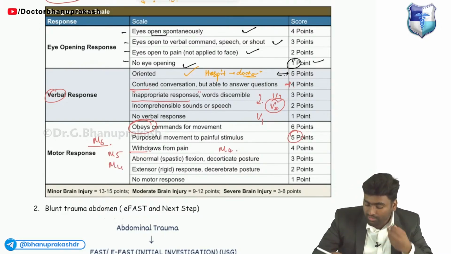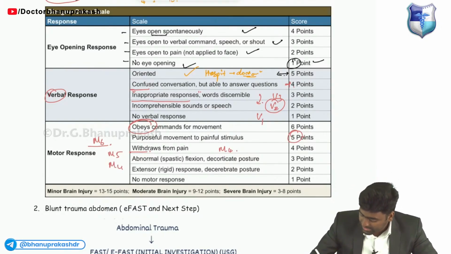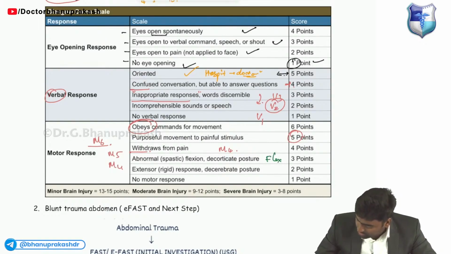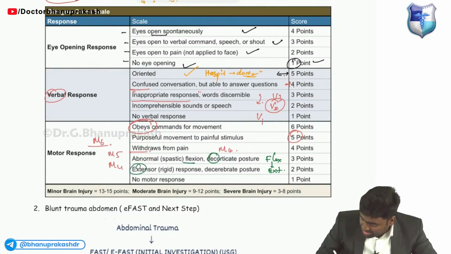Next, remember, go alphabetically. It is flexion, then extension. Abnormal flexion is decorticate, and then abnormal extension is decerebrate.